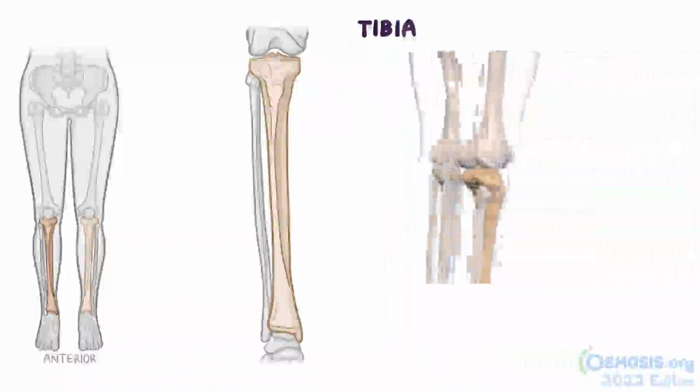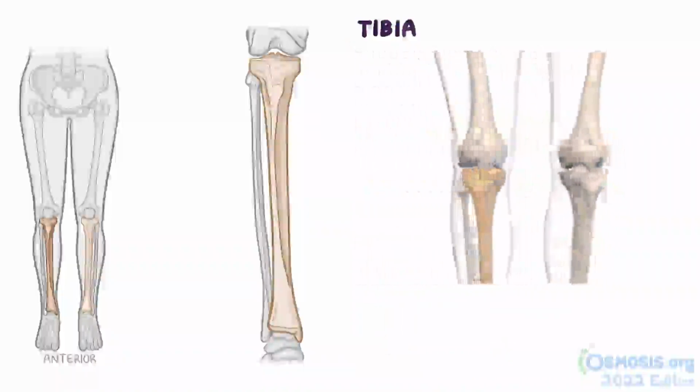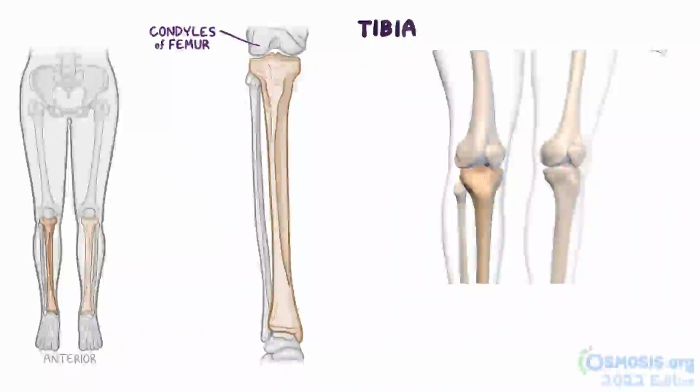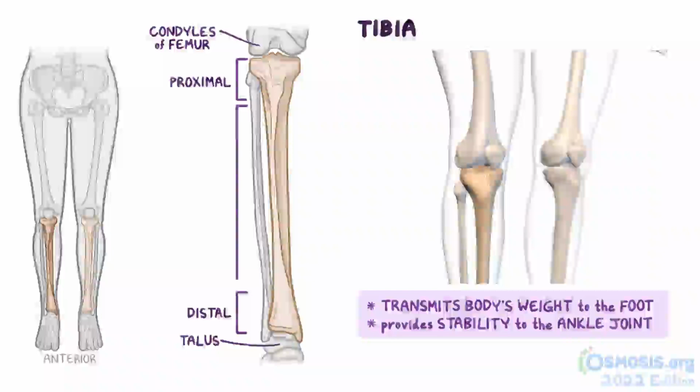And because the body of the tibia is somewhat triangular, the tip of the triangle should be anterior, while its base should be posterior. The tibia articulates with the condyles of the femur proximally, and the talus distally, so it transmits the body's weight to the foot, and it provides stability to the ankle joint. The tibia can be divided into a proximal and distal end and a shaft.